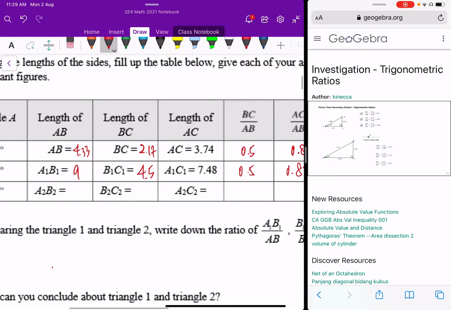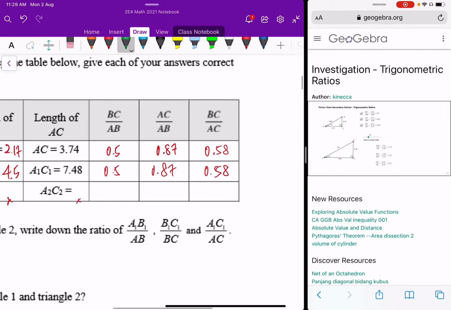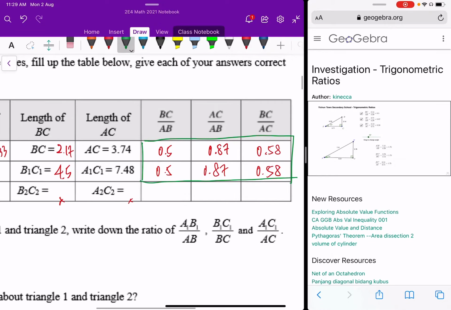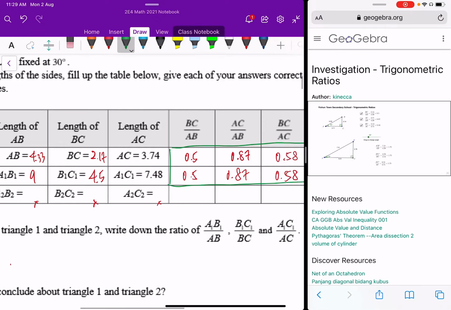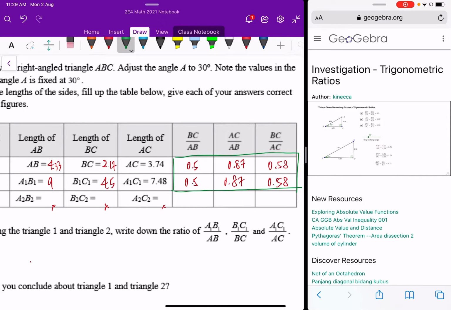As for the last row, because there is no number, every number will still be slightly different. However, if you are paying attention, you realize that if I change the length of my triangle, somehow when I take the ratio of the sides, they give me the same number. BC over AB, even if I change the length, it's still 0.5, the other one is 0.87, and the last one is 0.58. So you should be getting the same numbers also.